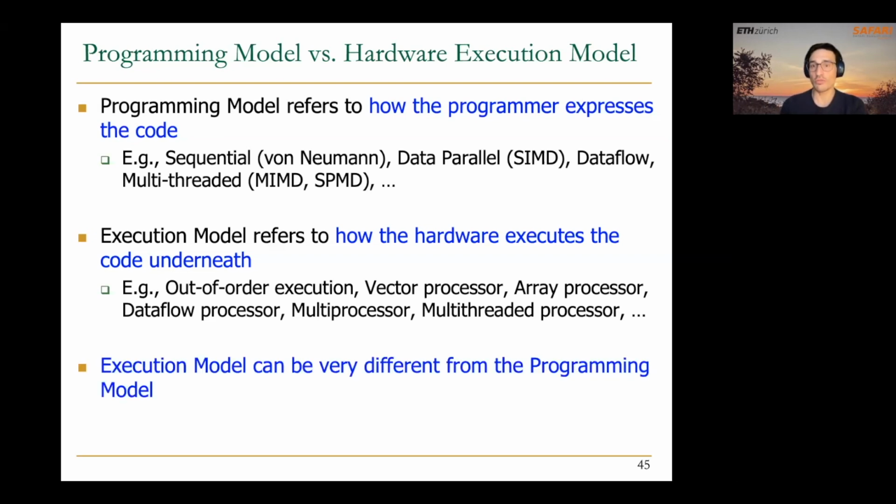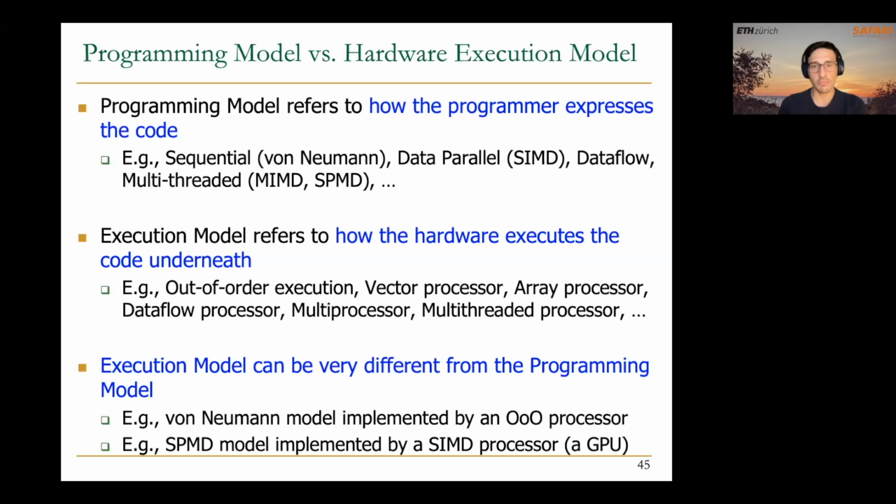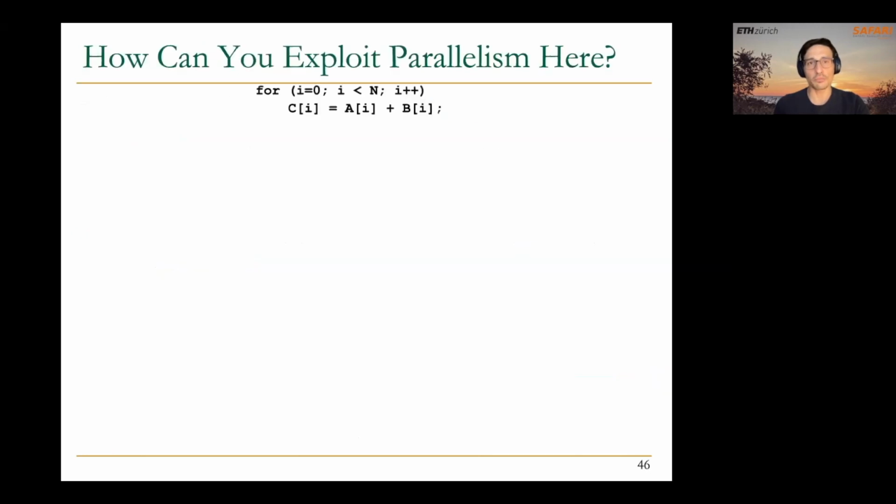So the execution model can be very different from the programming model. For example, we can write sequential C code using the von Neumann model, and then execute this sequential code on an out-of-order processor that will be able to extract some instruction level parallelism. We are going to see an example next. Or we can use a multi-threaded programming model, for example, SPMD, single program multiple data, and execute it on a SIMD processor. And this is actually the model that we follow, in both programming model and execution model, in GPUs. We are going to see how.